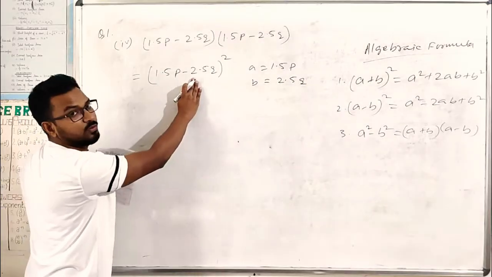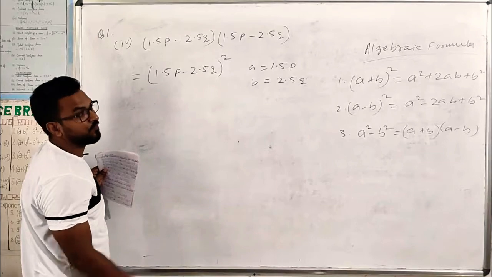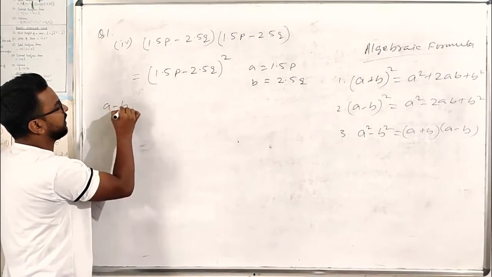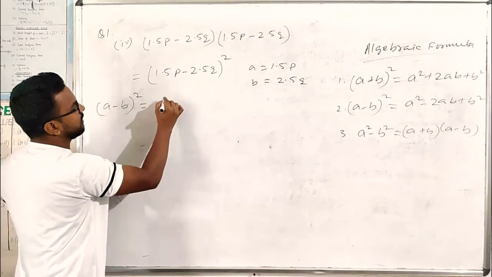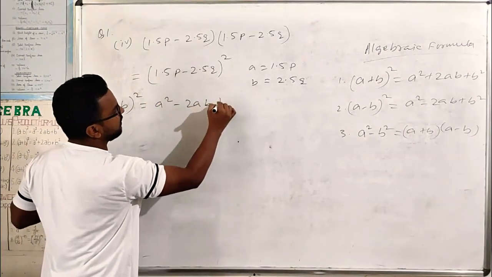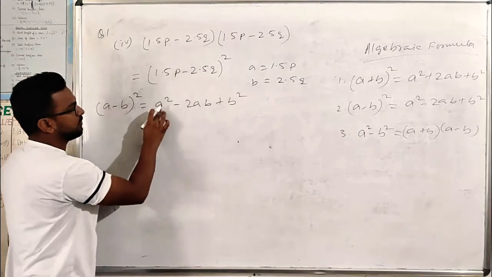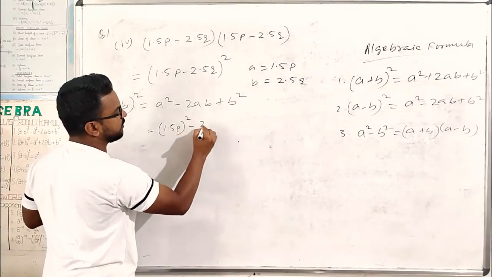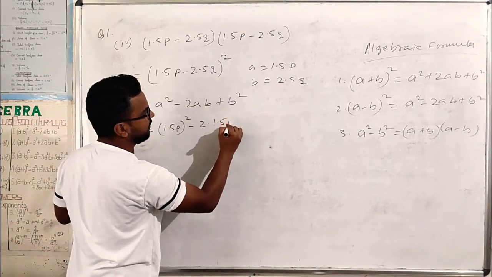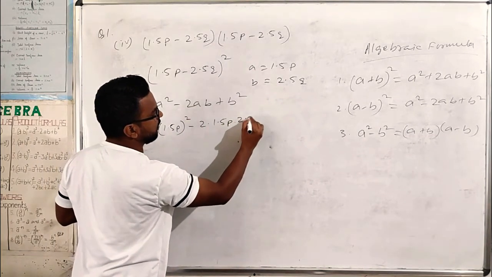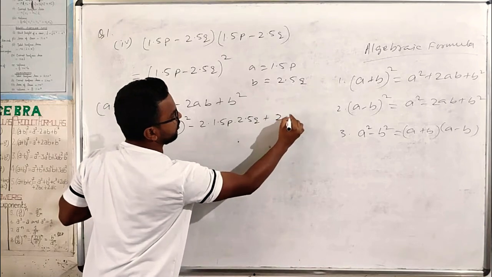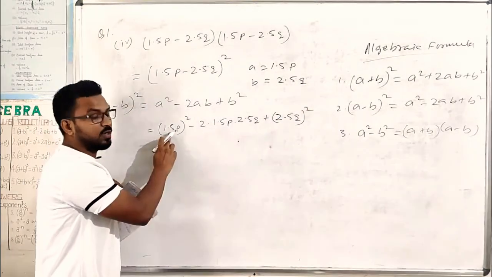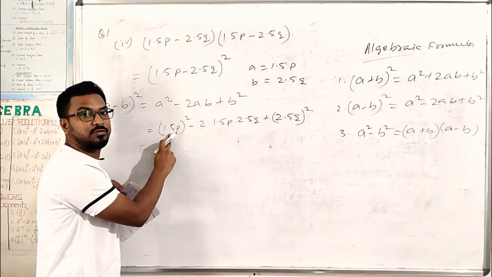Now what will we do? Which formula will we be using here? The second formula, a minus b whole square. We write the formula: a minus b whole square is a square minus twice ab plus b square. So a is 1.5p whole square, minus 2 into a, which is 1.5p, into b, which is 2.5q, plus b, which is 2.5q whole square.